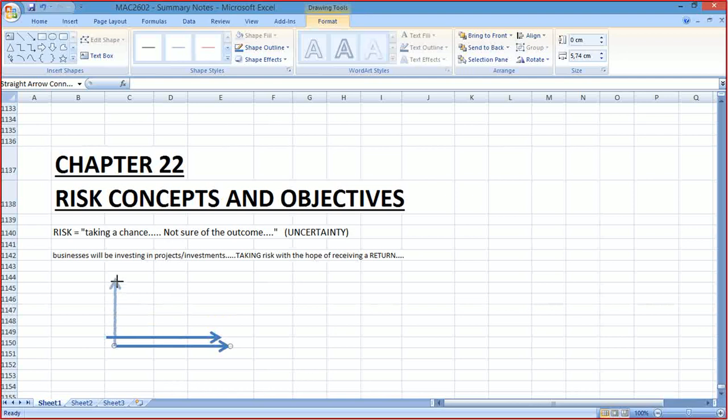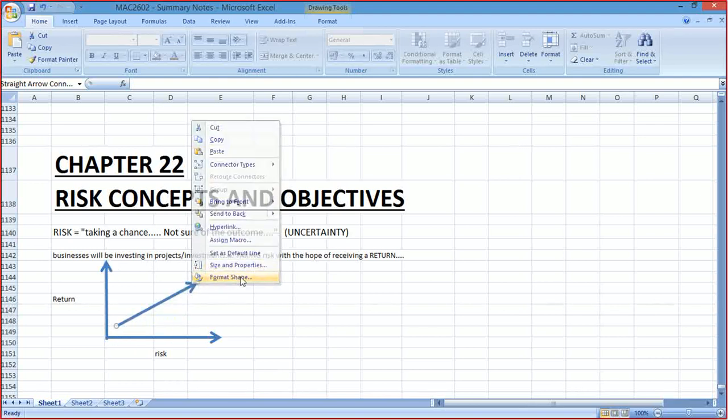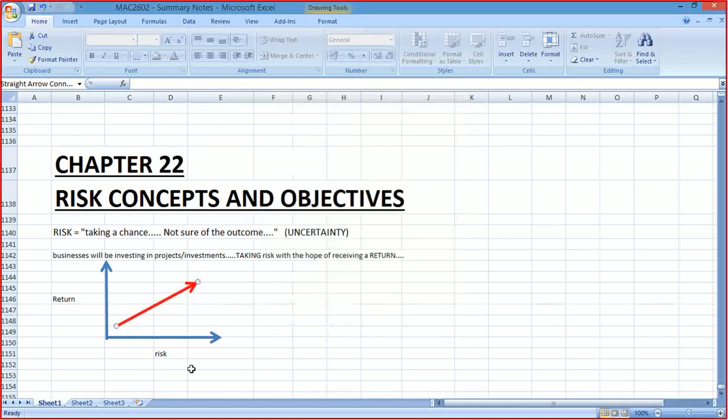Okay, so if I have risk on that axis, and then the return would be on that one, and I'm looking at the relationship between the risk and the return, the relationship would be linear. So what does that mean? Well, that means if I'm taking on more risk, I would expect a bigger return. You don't always get a bigger return if you take on more risk. Sometimes more risk could lead to more losses as well.